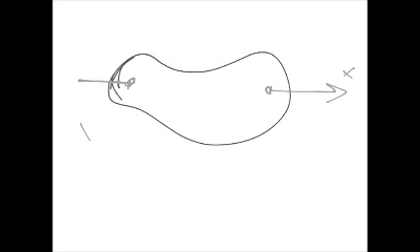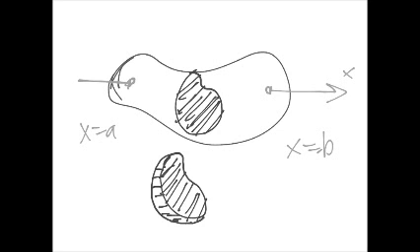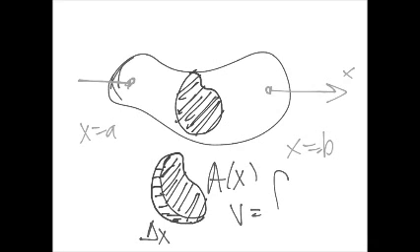And we're going to have it from x equals a to x equals b. So we have this shape with delta x, and we also have an area of A(x). And as we've seen, we can do it with a single variable where volume equals the integral from a to b of A(x) dx.